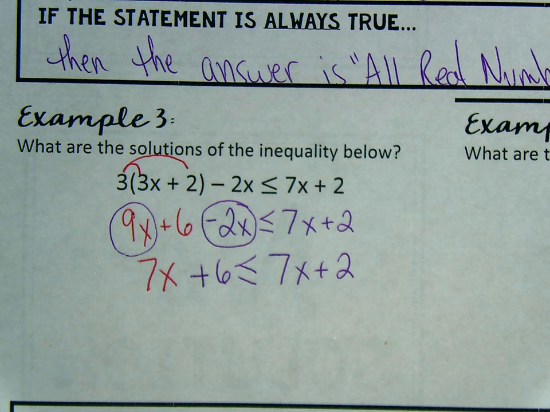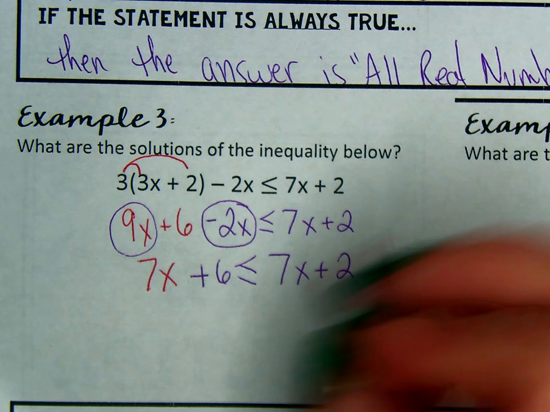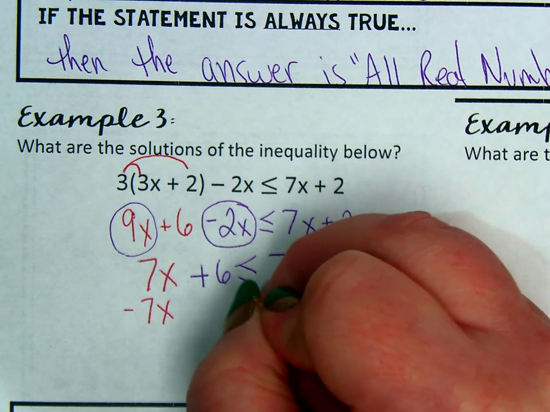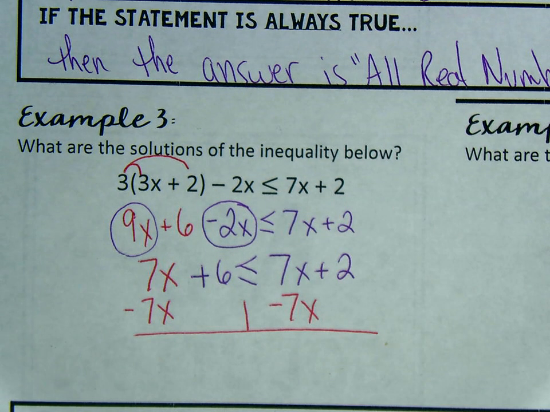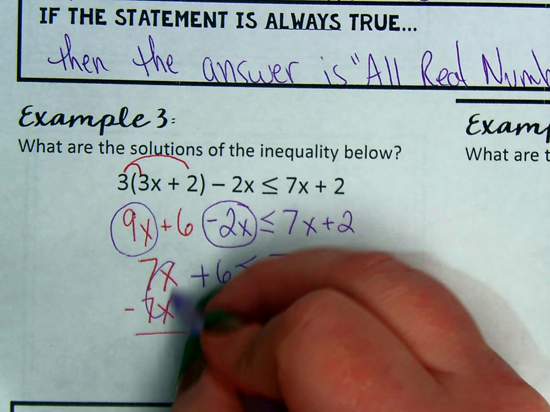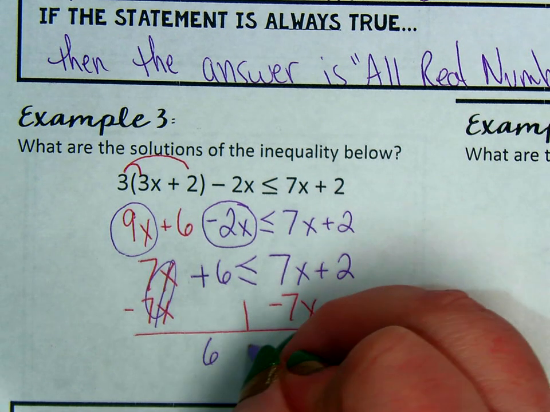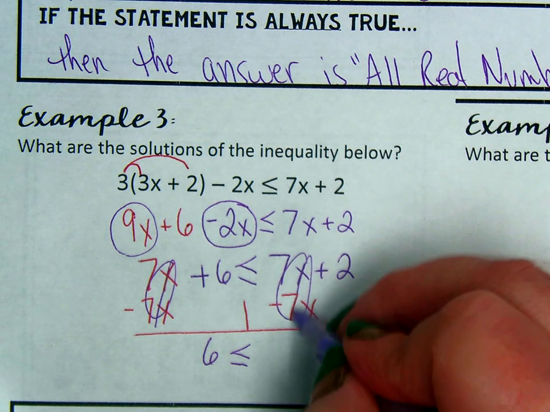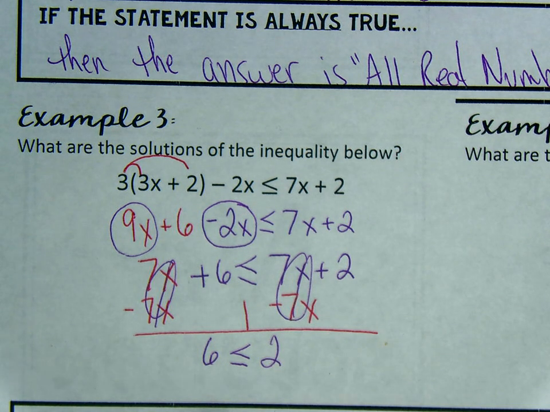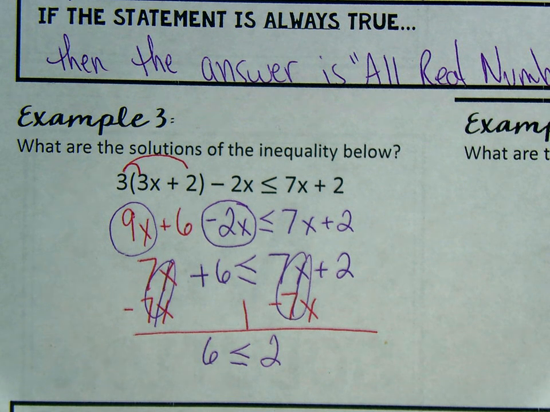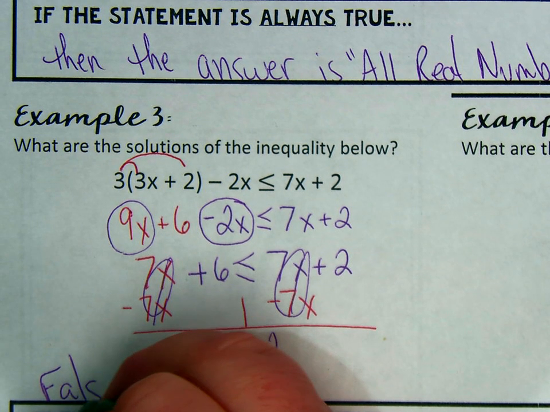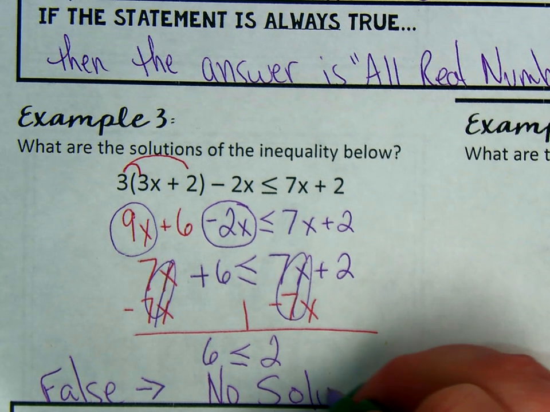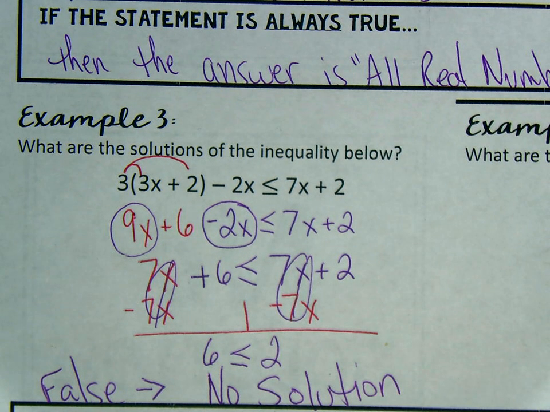Now I have to move my variables to the same side. So I'm going to subtract 7x from each side. 7x minus 7x becomes 0. I have 6 is less than or equal to 7x minus 7x is 0, 2. 6 is not smaller than 2. This is a false statement. So I say that this has no solution.